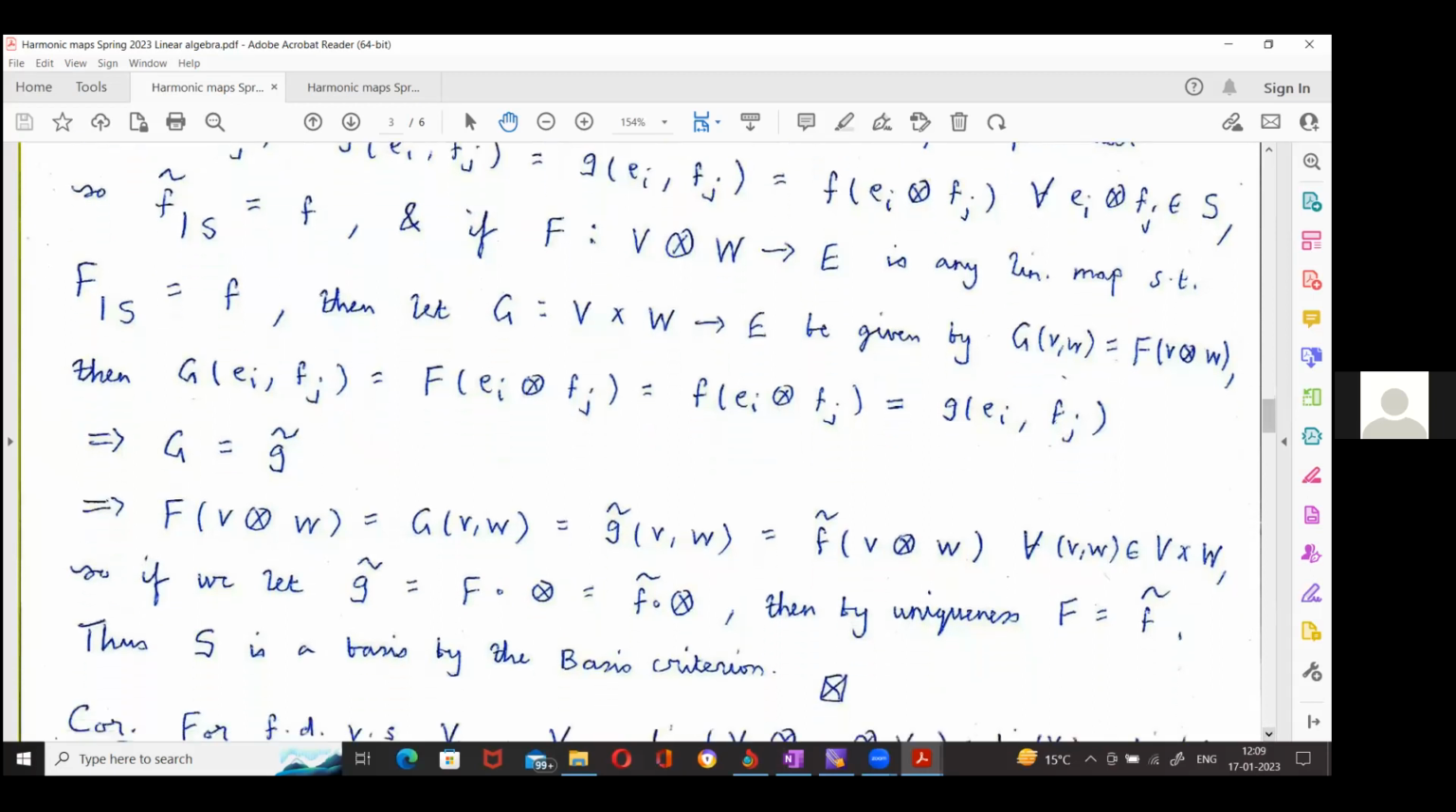Is that clear? Yes, it's clear. Okay, so therefore S is a basis by the basis criterion, right? We've shown that any function on the set S has an extension to a linear map, and that extension is unique. So therefore it's a basis.